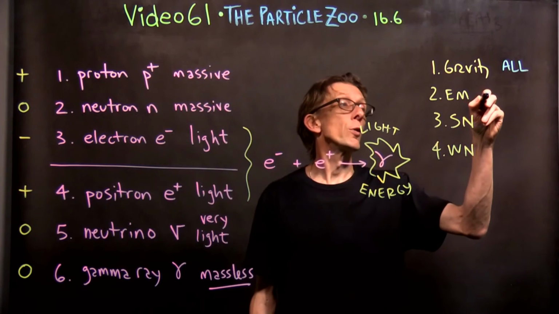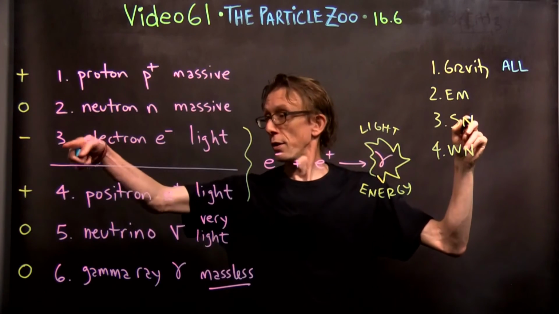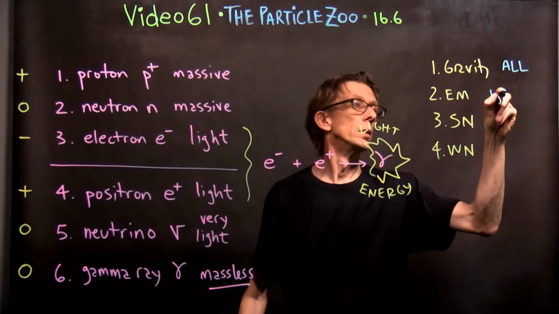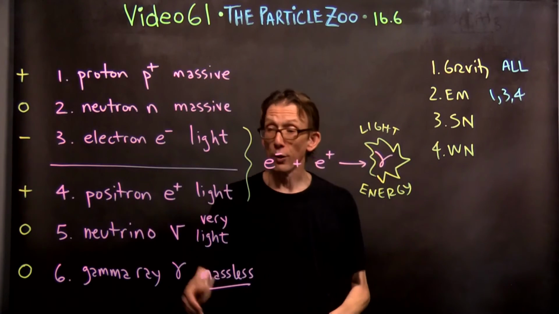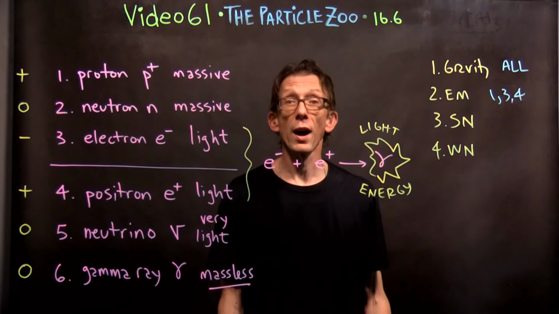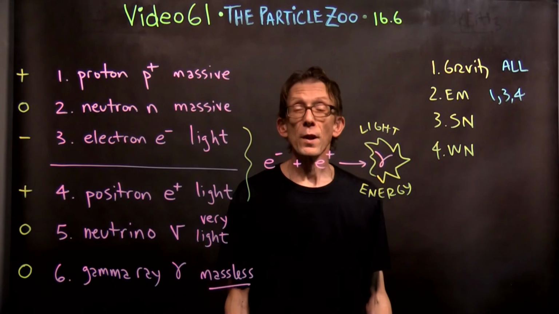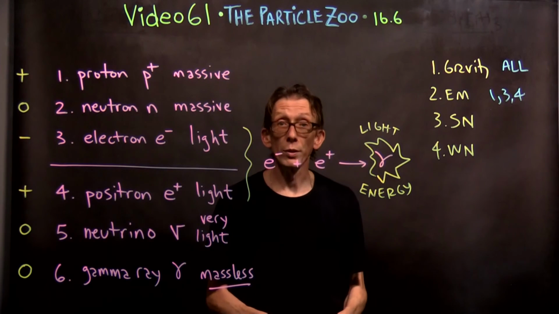Electromagnetic force, all charged particles. So we have 1, 3, and 4 experience the electromagnetic force. The neutrinos do not, the neutrons do not, the gamma rays do not, because they are not electrically charged. Only the ones that are charged experience the electromagnetic force.